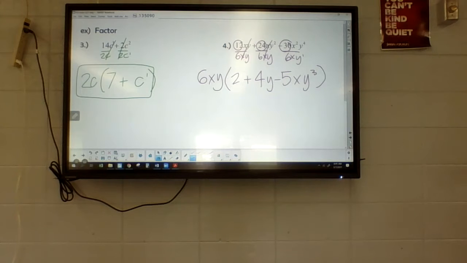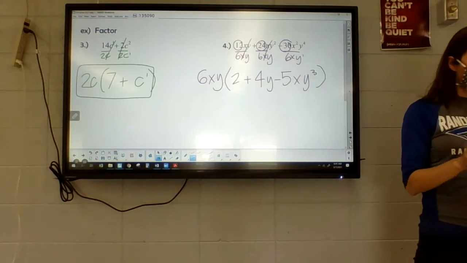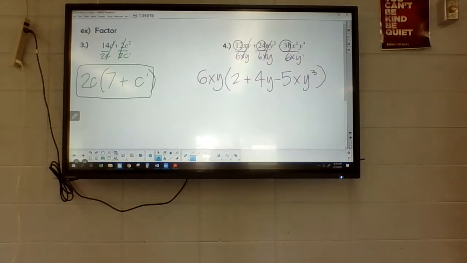A way to check that we did this correctly is to look at all the terms: 2, 4, 5, no common factors. The x's and y's, there are no common factors. It's a good way to check that you didn't miss anything.